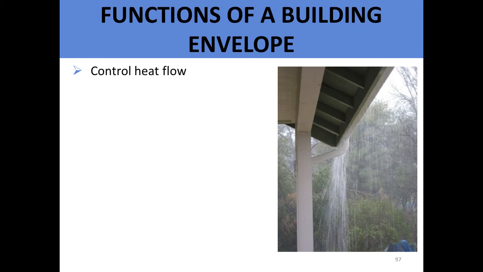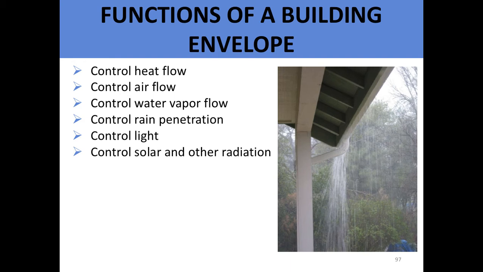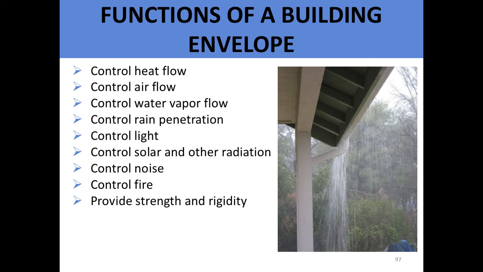So the functions of a building envelope, first of all, is to control heat flow. Then we control airflow. Then we control water vapor flow. We control rain penetration. And we control light. We control solar and other radiation. We want to control noise. We definitely want to control fire. We want to provide the building with strength and rigidity. The building envelope has to be durable. It has to stand up to weather. And it has to be aesthetically pleasing. Okay, are there any other functions? Perhaps safety, security.